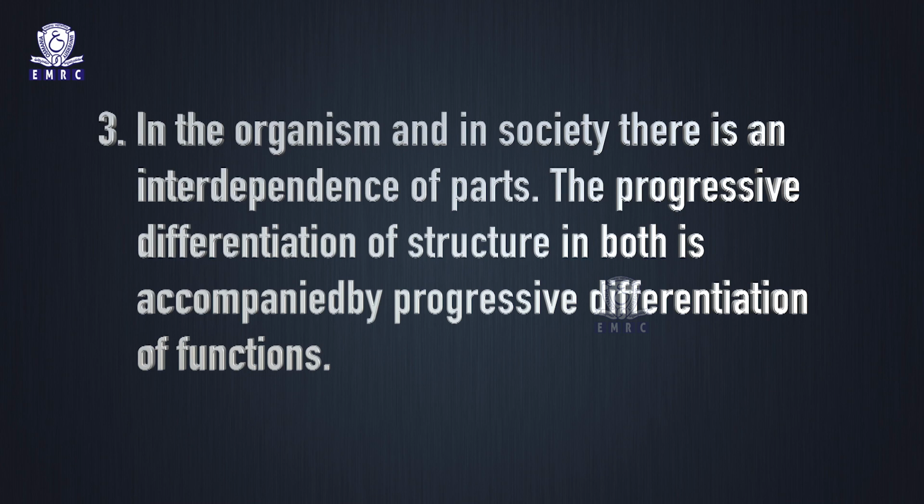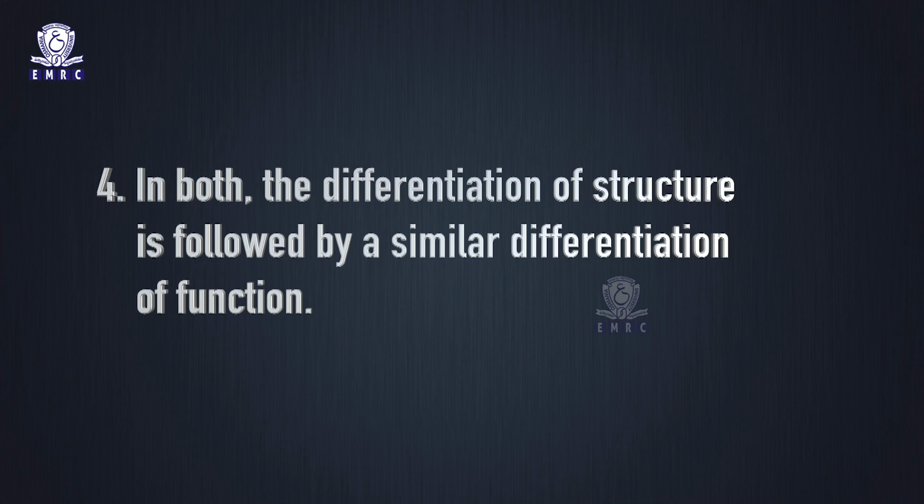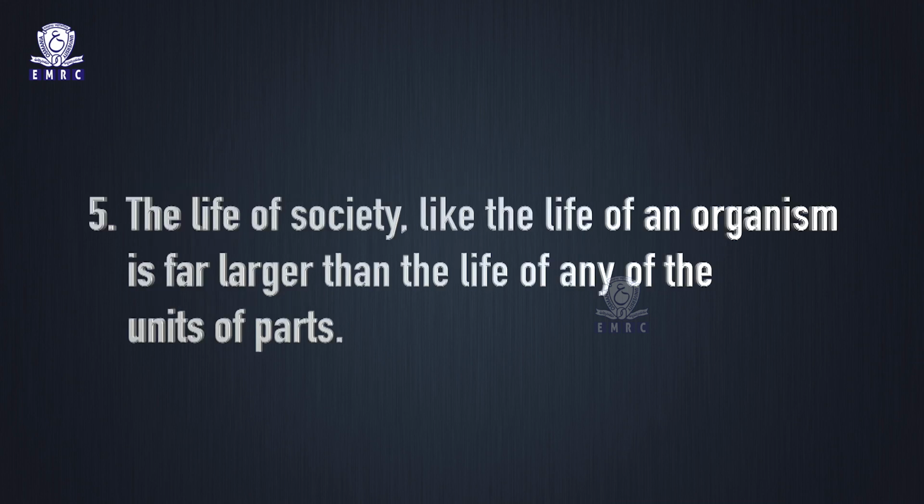Thirdly, in the organism and in society, there is an interdependence of parts. The progressive differentiation of structure in both is accompanied by progressive differentiation of functions. Fourthly, in both, the differentiation of structure is followed by a similar differentiation of function. Fifthly, the life of society, like the life of an organism, is far larger than the life of any of the units of parts.